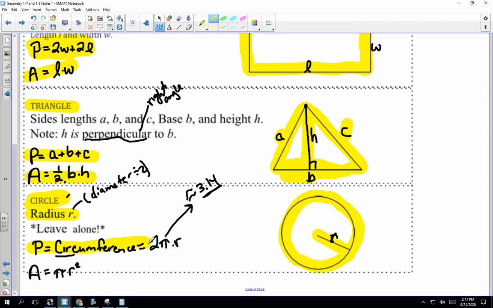Okay, so make sure you put circumference and area. Woot woot. Okay, let's do some practice.